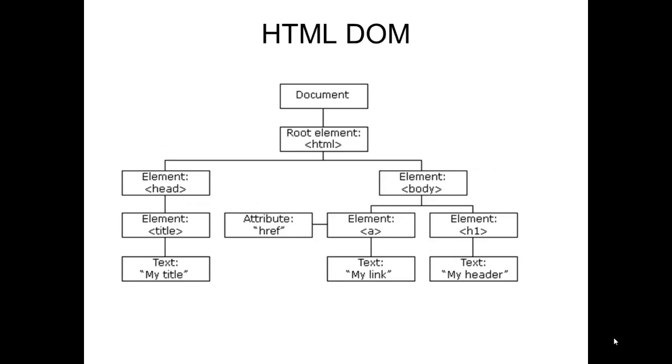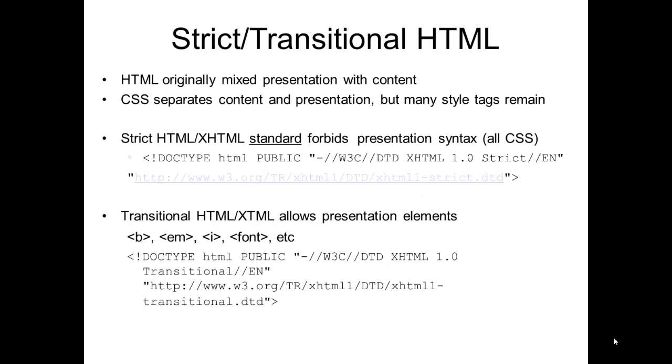And here's a picture of it. A document has the root element HTML. Under that, you have a head section, which maybe has a title, which maybe has some text with the title. Here, on the other side, the body section, maybe you've got an anchor link, you've got a header, you've got text associated with those, stuff like that. So that's just a very general picture showing the hierarchical structure of the DOM model.